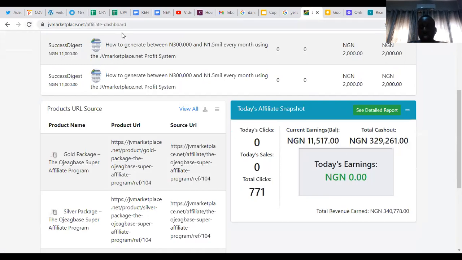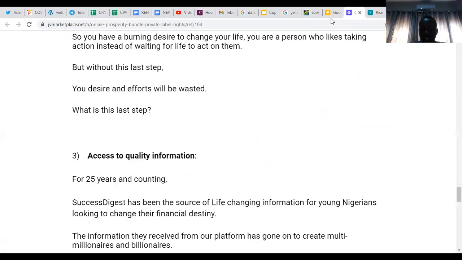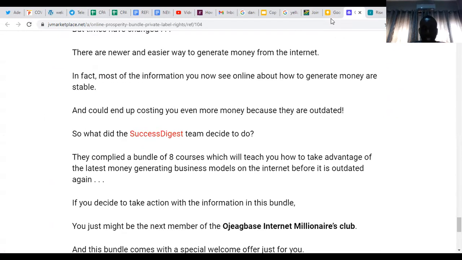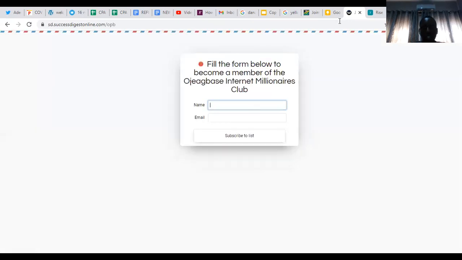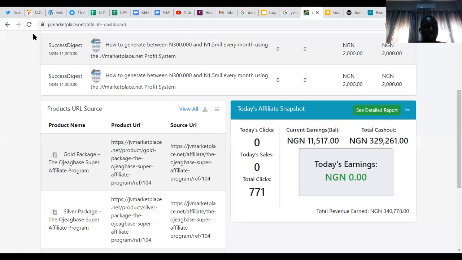Maybe it's not showing a click because it's from my own system. It's meant to show that someone has clicked on that link. Let me check again. I think there's a tweak to the website.